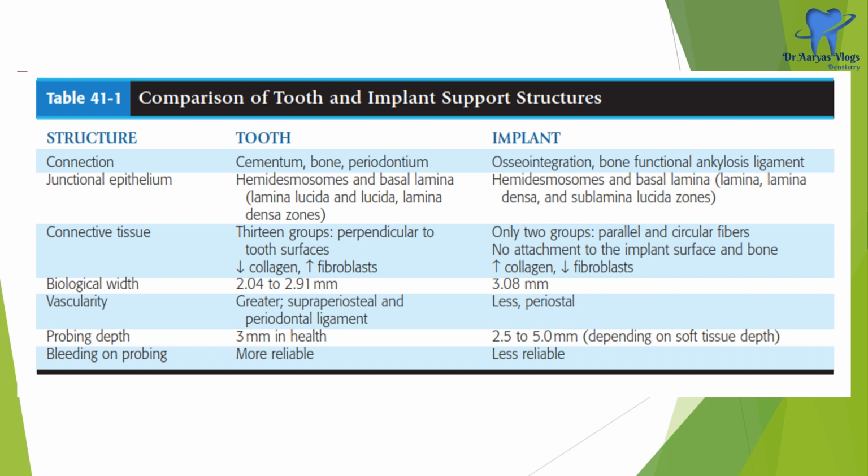What is the biological width of a tooth? That is about 2.04 to 2.91 mm. And in implant, it is 3.08 mm. What is its vascularity? It is greater in tooth, that is supraperiosteal and periodontal ligament. In implant, it is less vascularity and it's periosteal. What is probing depth? 3 mm in health in tooth and in implant 2.5 to 5 mm depending on the soft tissue depth. Then bleeding on probing is more reliable in tooth and it is less reliable in implant.